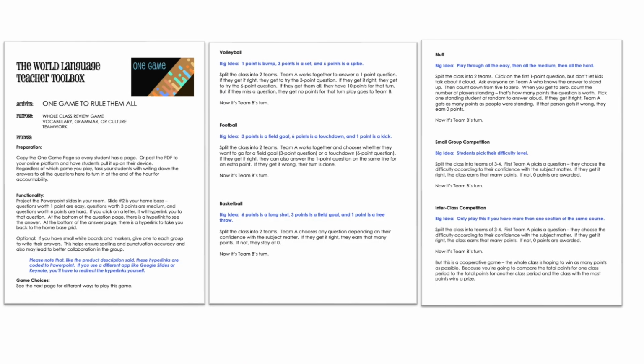There are actually 3 pages of instructions. One that's just the basics, how does this work? And then I've included instructions for 6 different possible ways to play. One that I styled after volleyball with a bump, a set, and a spike. One fashioned after football with a field goal, a touchdown, and extra point options. One styled after basketball, so like a free throw, a regular shot, or a long shot. And then there's one version to play the game Bluff, and one to do a competition within the class, and one to do a competition between your classes.